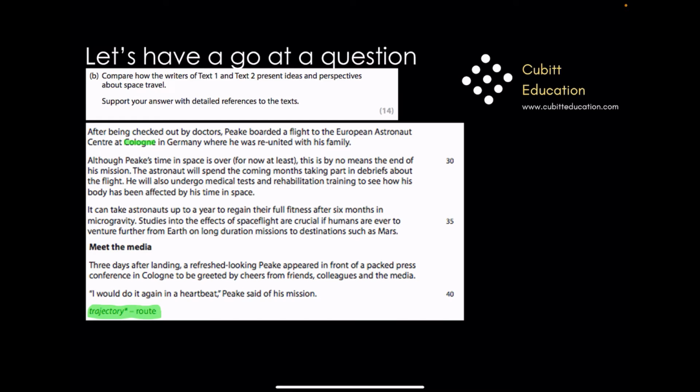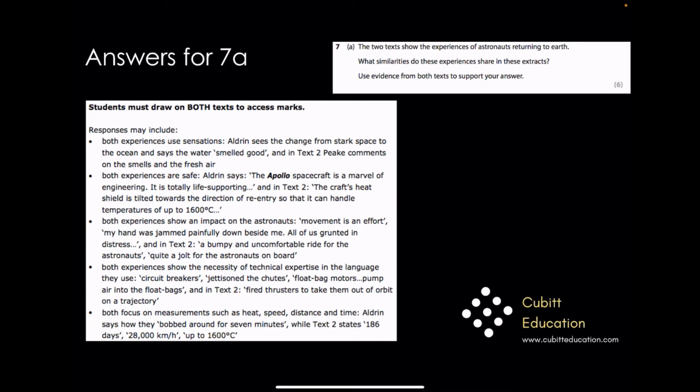Okay, so we have looked at both texts. I'm hoping that as we've gone through those, you've written down some similarities and some differences in order to be able to answer the questions quickly and efficiently. Okay, so looking at question 7a, again, I hope you've got these pages in front of you. It would be ideal if you did. 7a wants us to look at similarities of the experiences, okay, and use evidence from both texts.